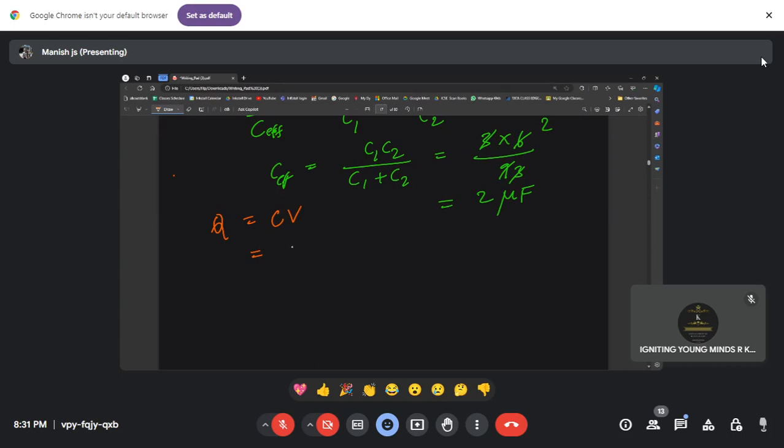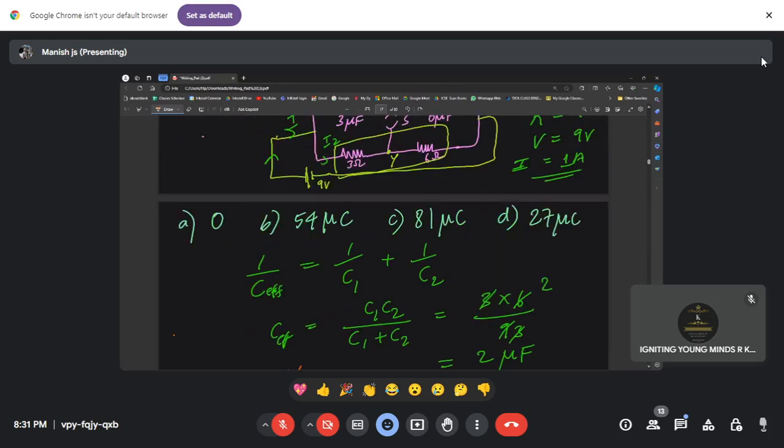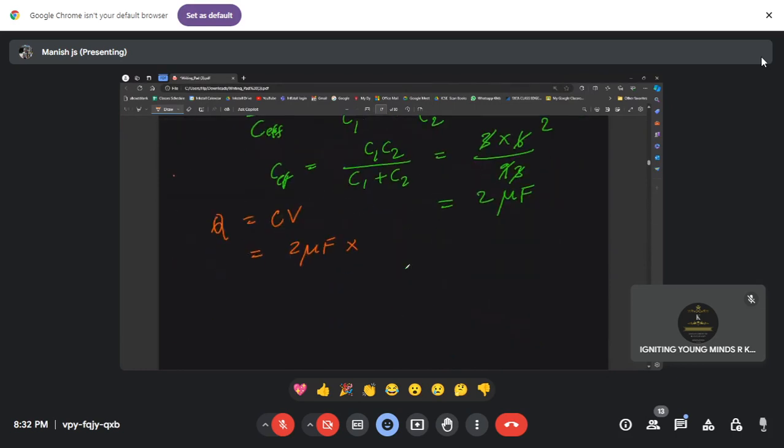So the total capacitance is 2 microfarad, into the cell potential that you're having. So what is the cell potential? It is 9 volts. 2 microfarad into 9 volts. So how much is it? It is 18, right? 18 micro, because micro is there, you put that also. So it is 18 microcoulombs, right? That's the unit of charge. So the effective charge is basically 18 microcoulombs.